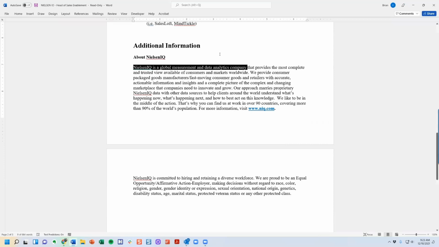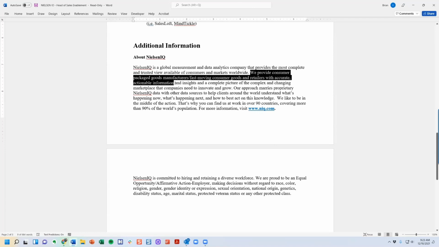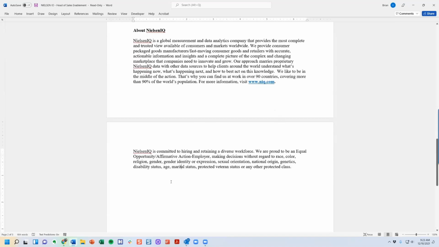So what they're trying to do is provide consumer packaged goods manufacturers, fast-moving consumer goods and retailers with accurate and actionable information. So this is who they sell to. I don't know if you saw this when you first read this, but they sell to businesses who sell to consumers. So they sell to retailers in order to get insights about customers going into that retail location. So let's look at this for a second.